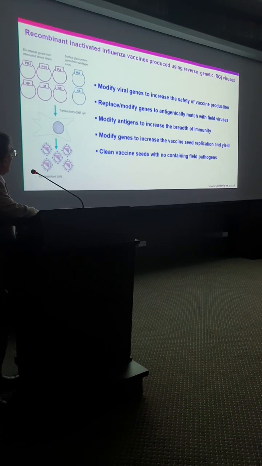And secondly, in this way we can modify these genes, for example, removing the polybasic cleavage site, which I will cover, and you can increase the safety. Then you can modify it to increase the antigenicity to match the field viruses, increase the breadth of immunity, and increase the vaccine replication, which I will now cover one by one.